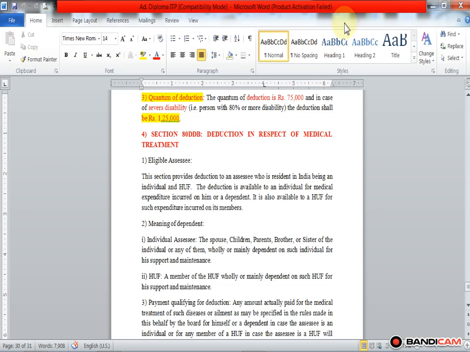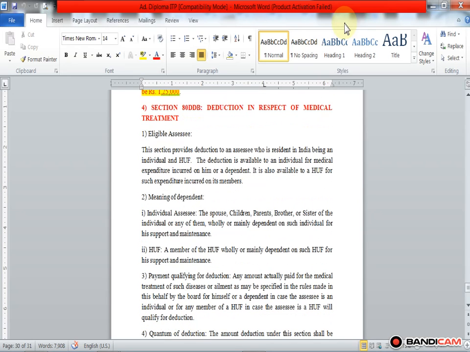The second point is HUF. In HUF, a dependent means a member of the Hindu undivided family wholly or mainly dependent on such Hindu undivided family for support and maintenance. So if a member of the HUF is wholly or partly dependent on such HUF, deduction shall be allowed under section 80DDB. These are the meanings of dependent for an individual assessee and HUF.